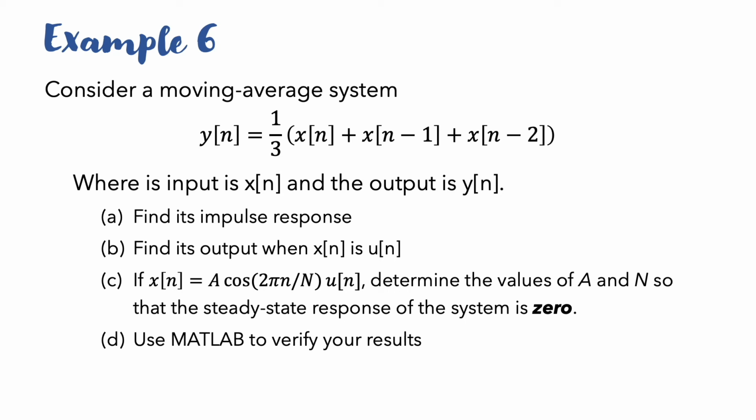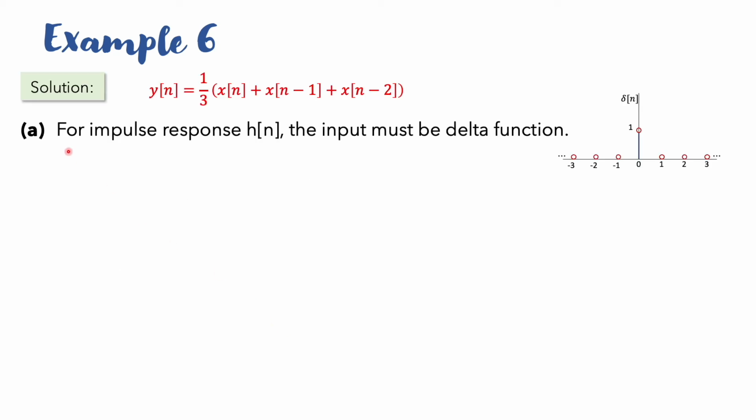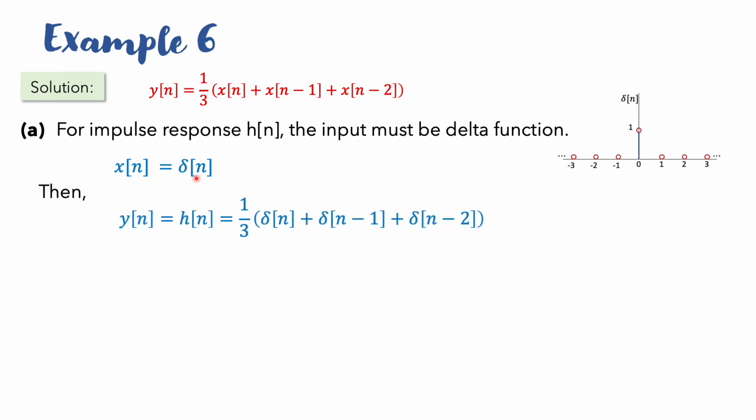Let's start our solution. First we have to find the impulse response, and we know that for finding the impulse response our input should be a delta function, right? Means x[n] is a delta function. You have seen what a delta function is: it has sample number 0 at amplitude 1 and all other samples at amplitude 0. So the output will be the impulse response. We replace all of these x, because this is the input, with delta. So delta[n] plus delta[n-1] plus delta[n-2].